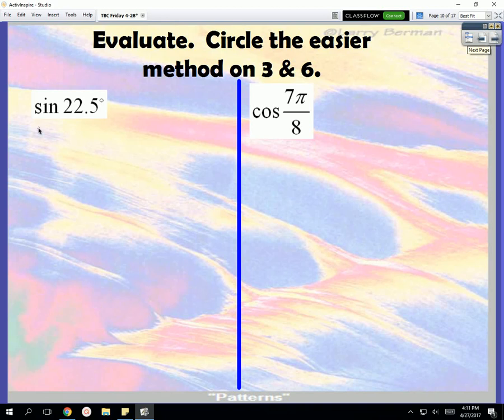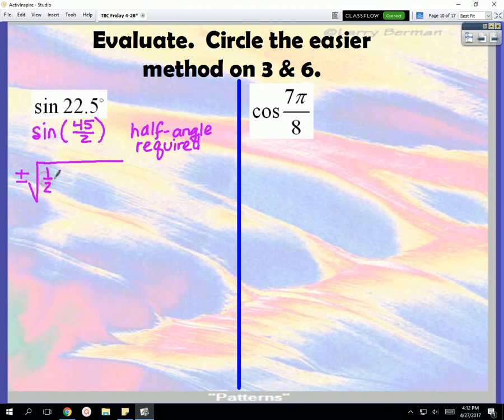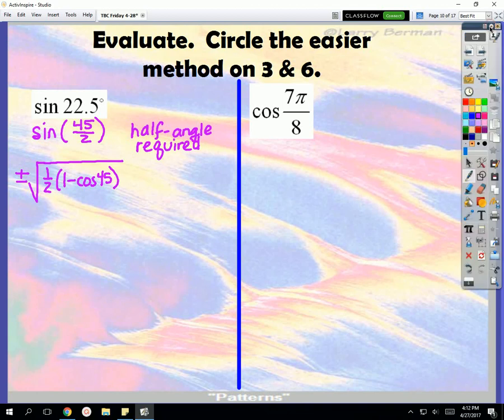Now, sine of 22.5 is the same as sine of 45 halves. There is no other way to get this. So the half angle is required. I cannot get around it. Okay? So that means I'm going to have to set up and go, okay, well, I know it's plus or minus the square root of a half times 1 minus cosine theta, and in this case, theta is 45. Now remember, you do not carry the plus minus. You decide right now, is it positive or is it negative? Sine of 22.5 degrees is going to be positive because 22.5 is in quadrant 1. So from here on out, I'm carrying the positive, not the negative sign.